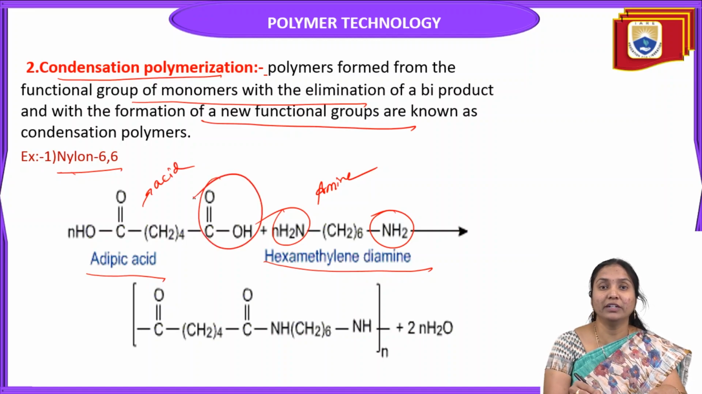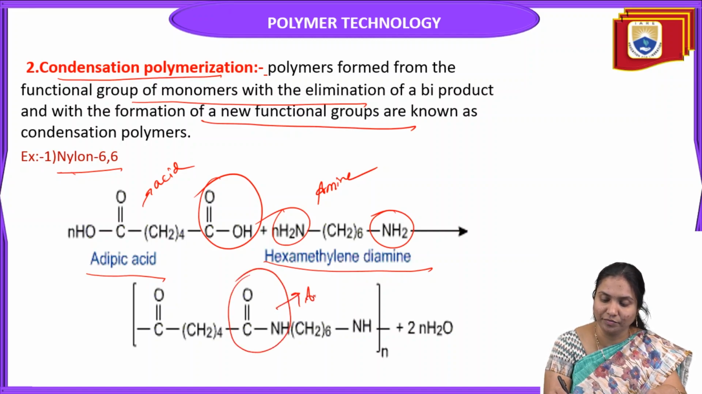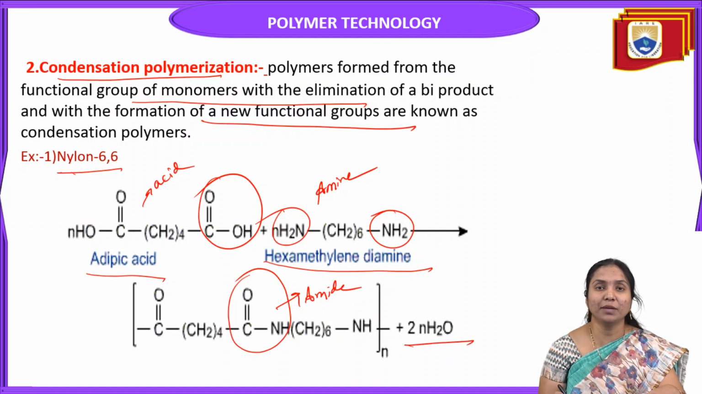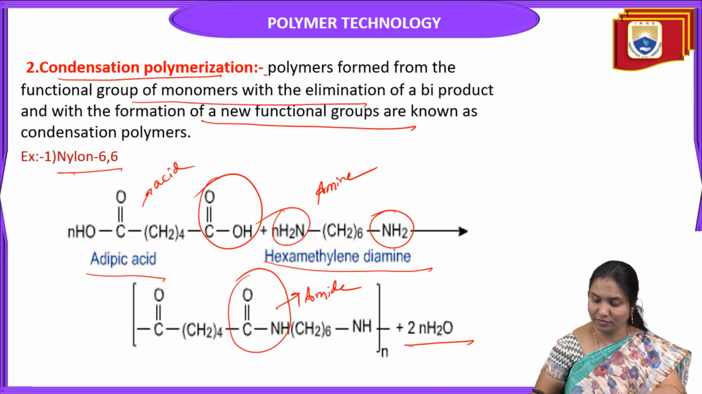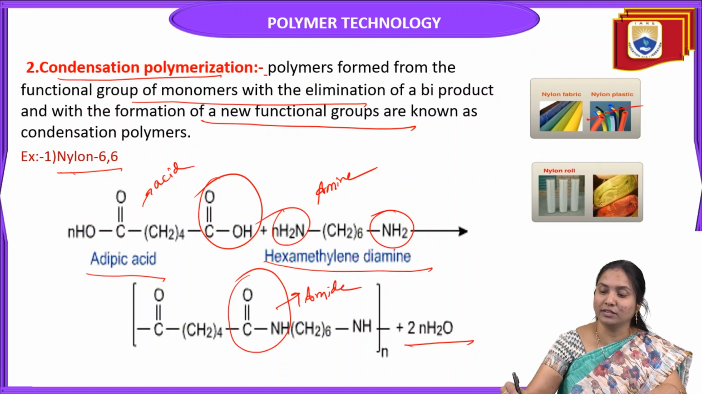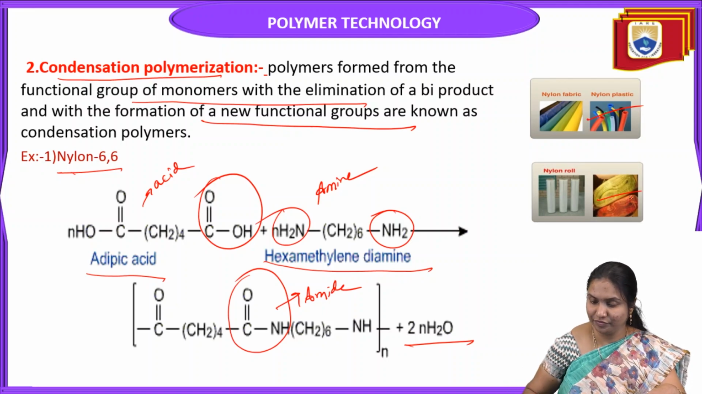So here two different functional groups of monomers undergo this type of condensation polymerization, then form a new functional group, that means an amide bond is formed here. Amide bond is formed and a byproduct is eliminated. The water molecule is eliminated. So this type of polymerization is called condensation polymerization. They are the best example: nylon 6,6 ropes, nylon fabric.